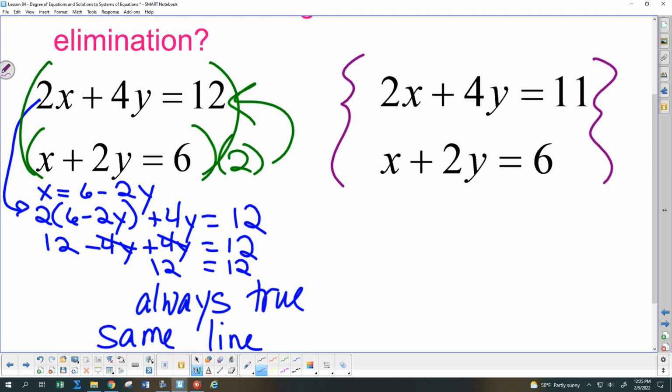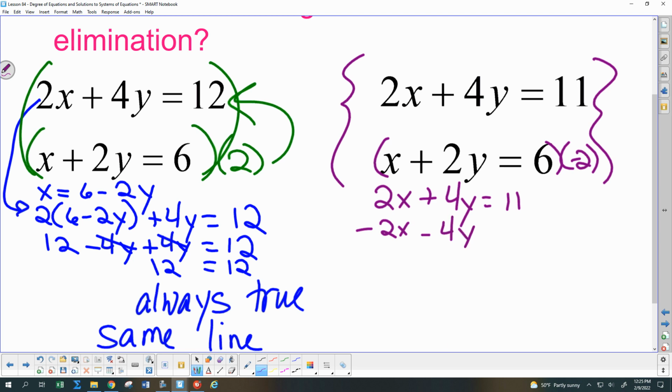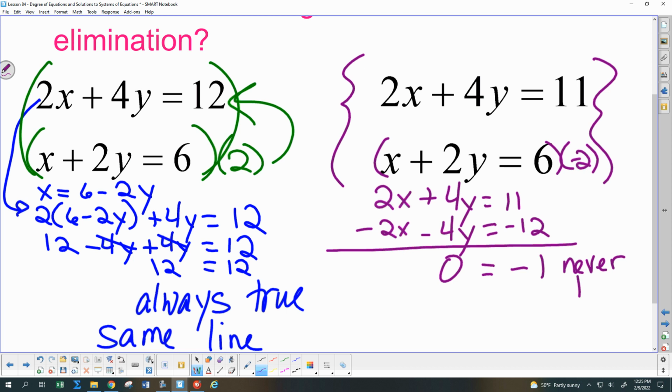So then I have my first one was 2x plus 4y equals 11. And my second one is -2x minus 4y is -12. So my x's go away. My y's go away. In fact, if I take 4y minus 4y, I have 0. And then on this side, I have what, -1? Now, when does 0 equal -1? So this one is never true.